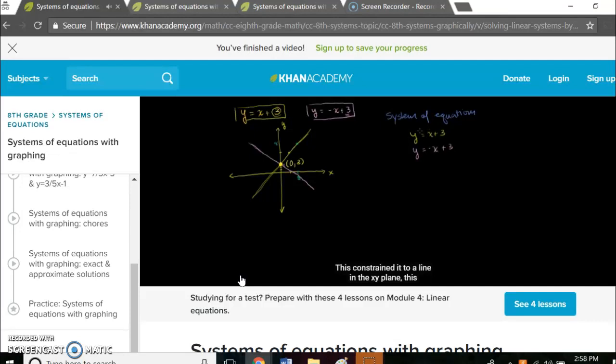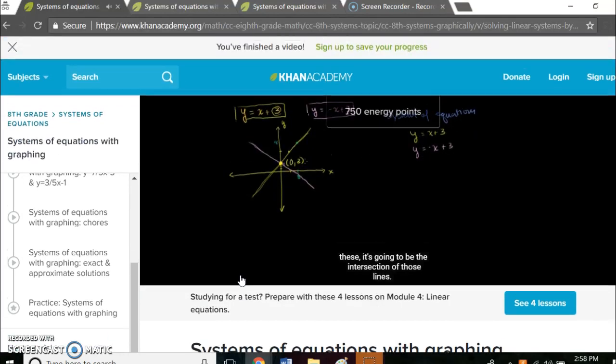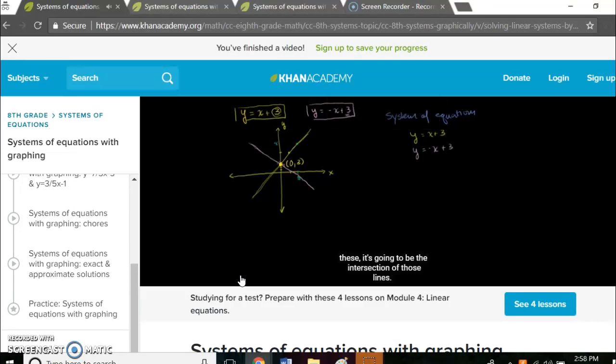This constrained our solution set to a line in the xy plane. This constrained our solution set to another line in the xy plane. And if we want to know the x's and y's that satisfy both of these, it's going to be the intersection of those lines. So one way to solve these systems of equations is to graph both lines, both equations, and then look at their intersection, and that will be the solution to both of these equations. In the next few videos, we're going to see other ways to solve it that are maybe more mathematical and less graphical. But I really want you to understand the graphical nature of solving systems of equations. Let's do another one.